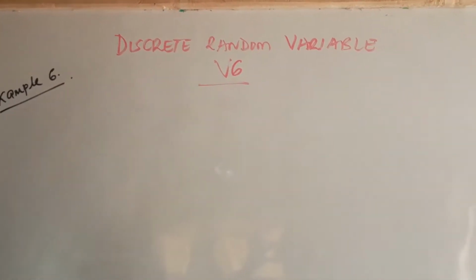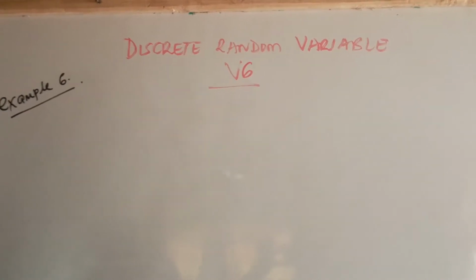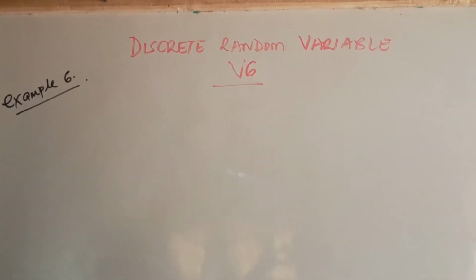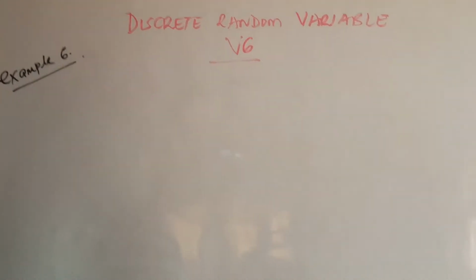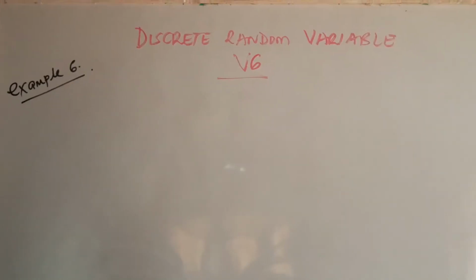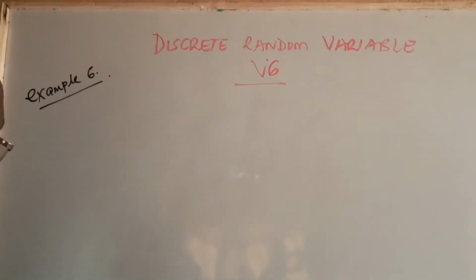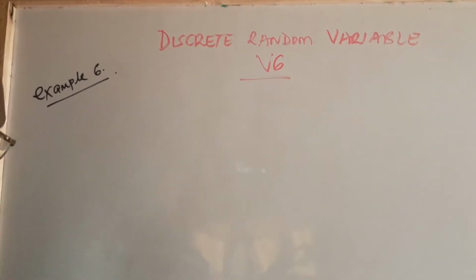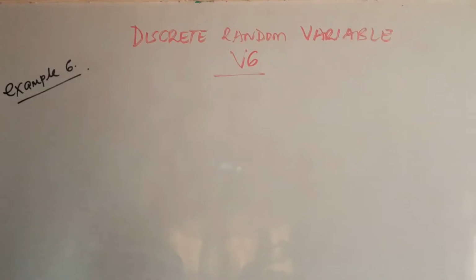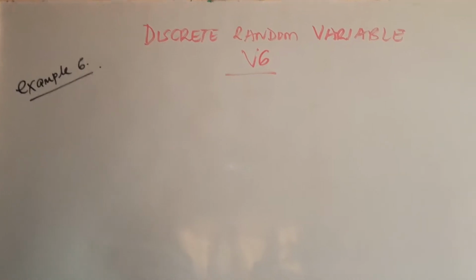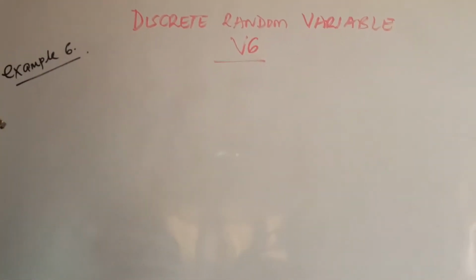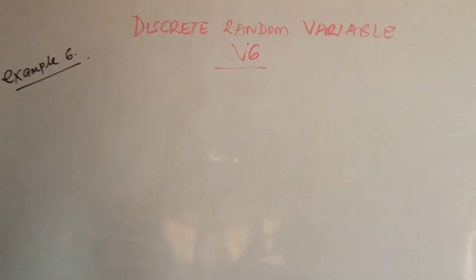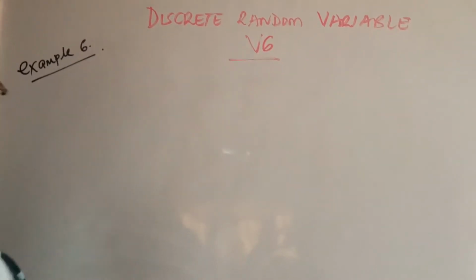8.4 and example 6, we are going to learn how to find the probability that x is less than a particular value, greater than a particular value, or lies between two values. Example 6: a discrete random variable x has the following probability distribution.